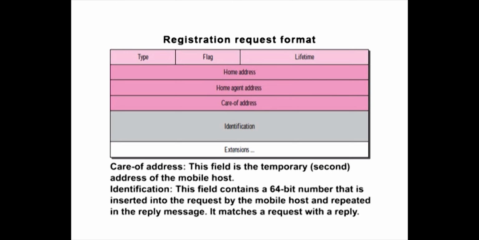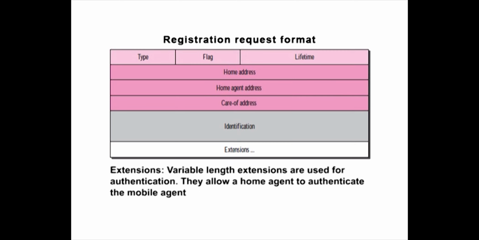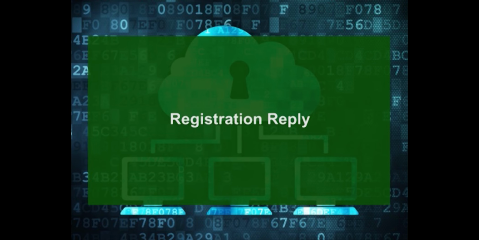This field contains the 64-bit number that is inserted into the request by the mobile host and repeated in the reply message. It matches a request with the reply. Extensions: variable length extensions are used for authentication. They allow a home agent to authenticate the mobile agent.